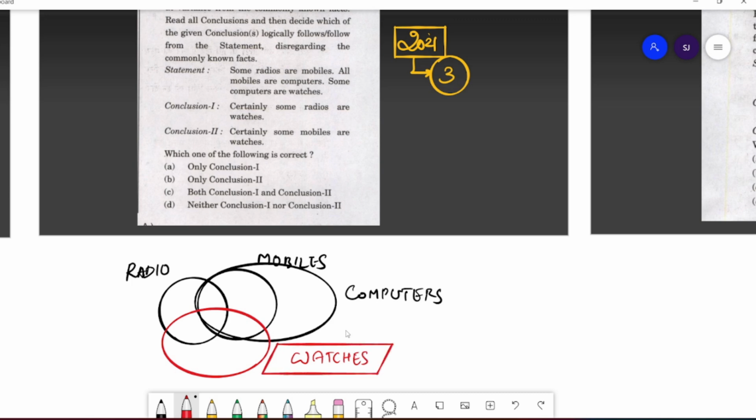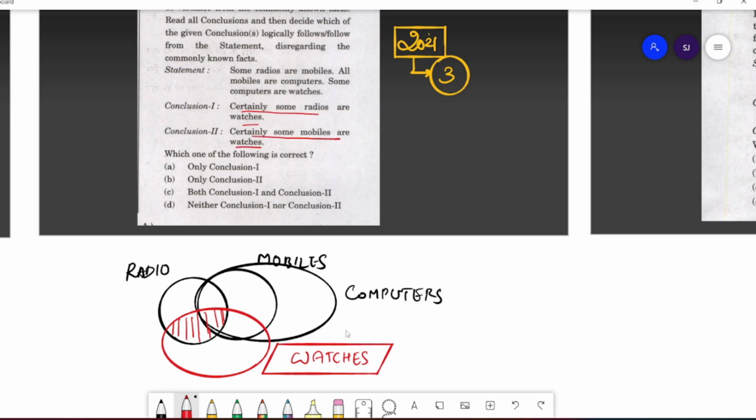So now look at this, as I told you. First we read that portion, and then we come to this conclusion, and we can make an assessment of it. Certainly, some radios are watches. If you think about it, this portion is certainly true. Yes, using this diagram, it is certainly true. But then, certainly some mobiles are watches.